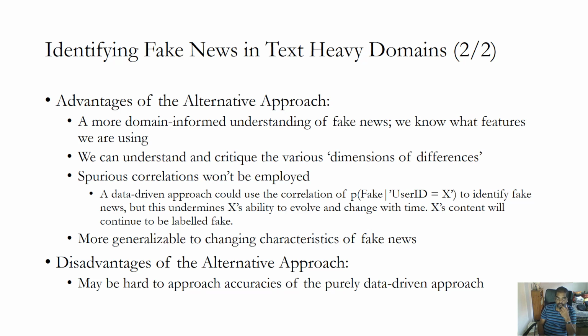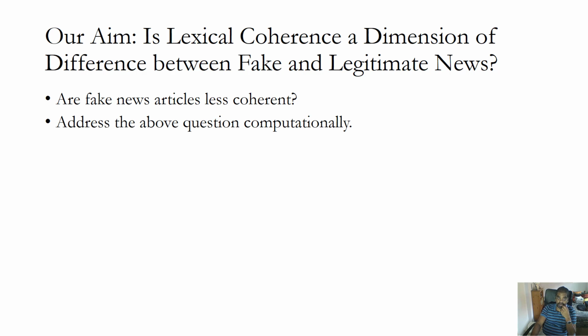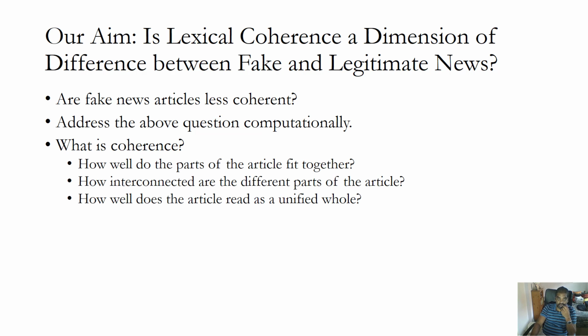However, we believe that the alternative approach has quite a lot of merit, and it's also normatively a more correct way of doing things. So our aim is to address this question: is lexical coherence a dimension of difference between fake and legitimate news? So we are asking basically the question whether fake news articles are less coherent. So we would like to address this question computationally. So this is a computational social science endeavor. And what is coherence, right? That is a central question here.